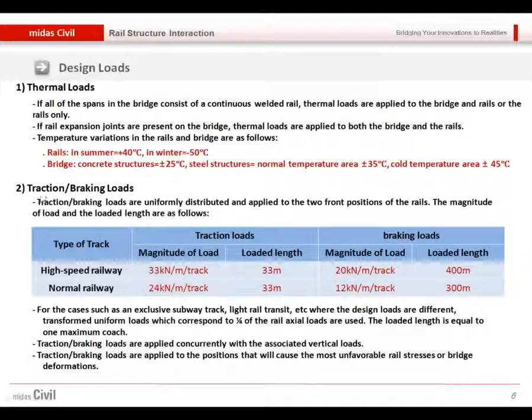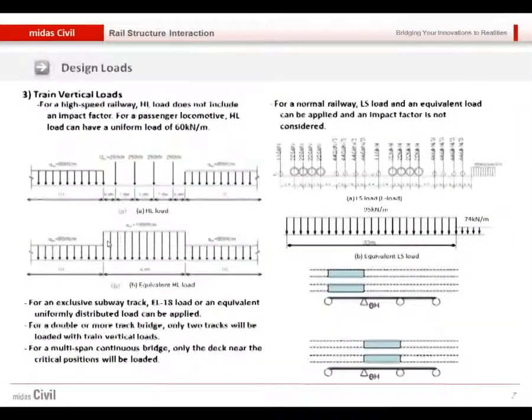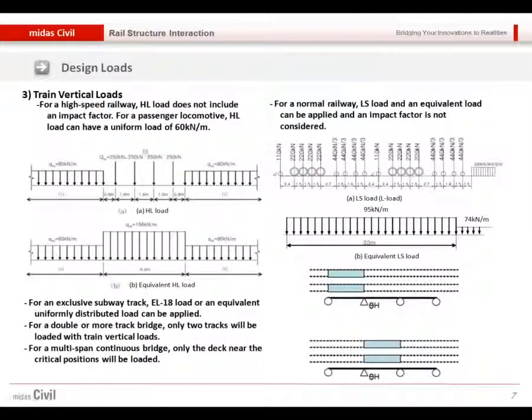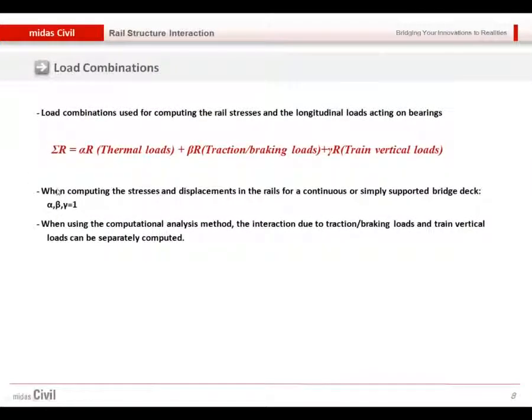Similarly, we need to consider the traction and braking load due to the train. And finally, we need to consider the train vertical load. So from this train vertical load, we will check the stability of the gravel ballast due to the rotation of the deck. After having these separate loading effects, then we need to check their combined effect.